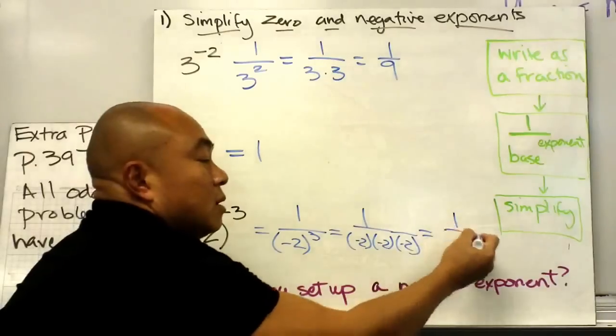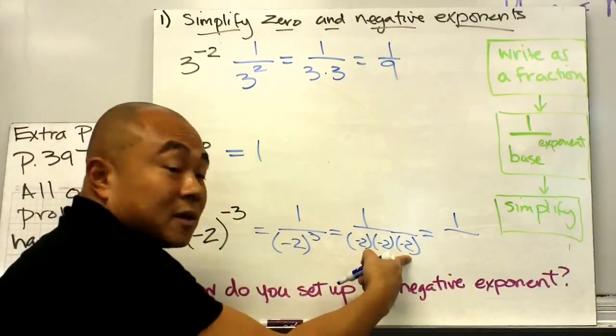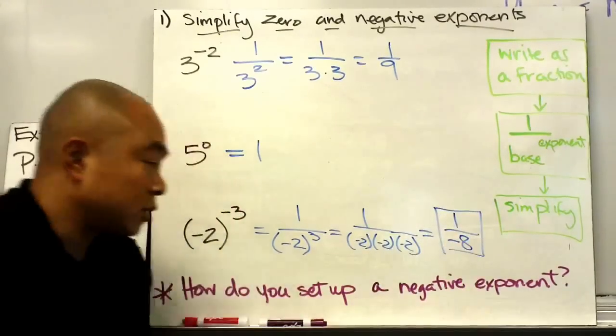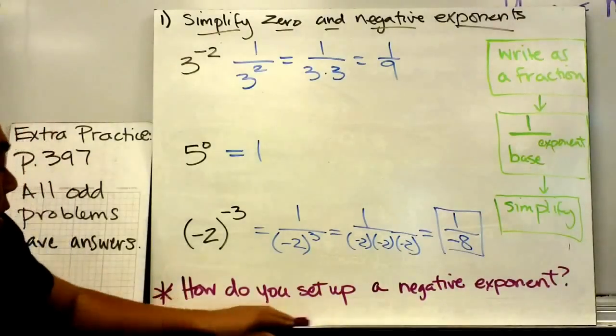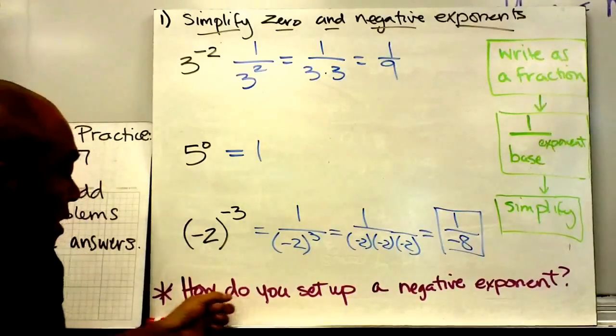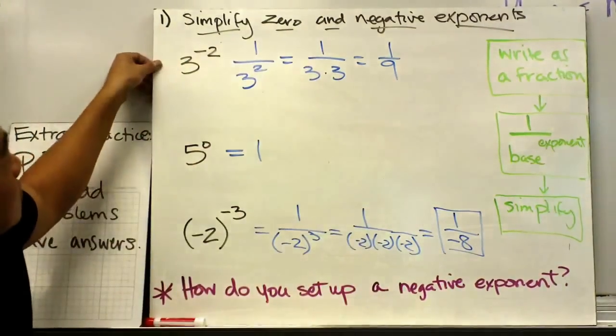Then you have 1 over negative 2 times negative 2, which is positive 4. Positive 4 times negative 2 gives you negative 8. And that's my answer on this part. Okay? So once we're done here, the main question you should be able to answer is, how would you set up a negative exponent? And we've covered this here.